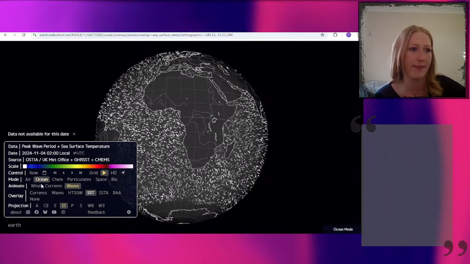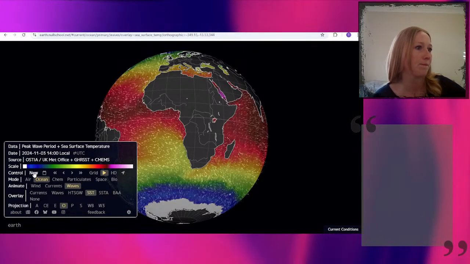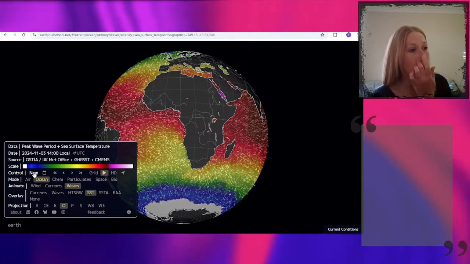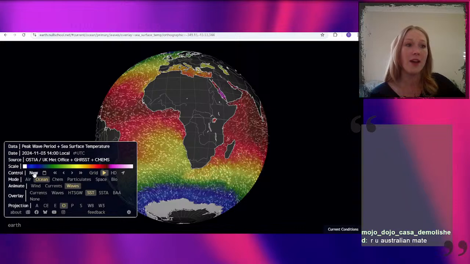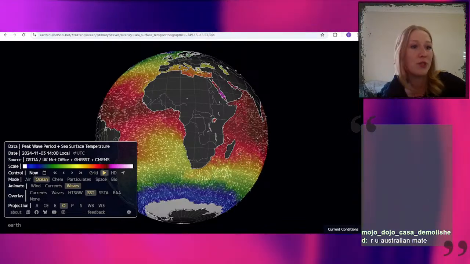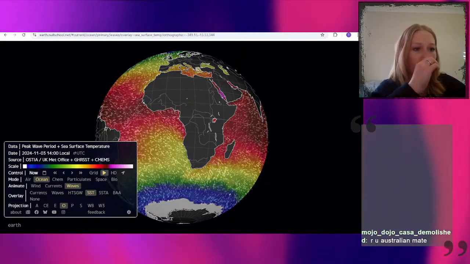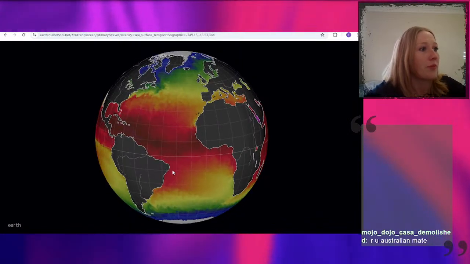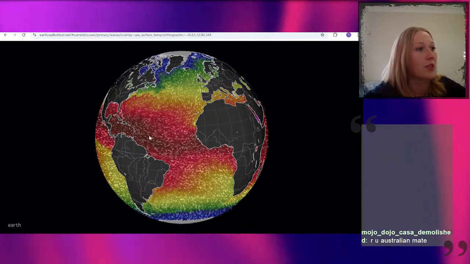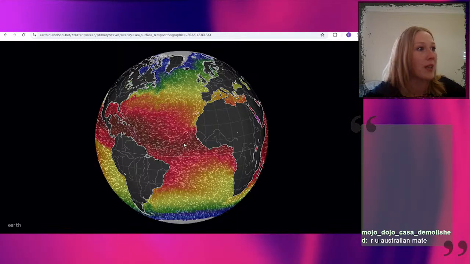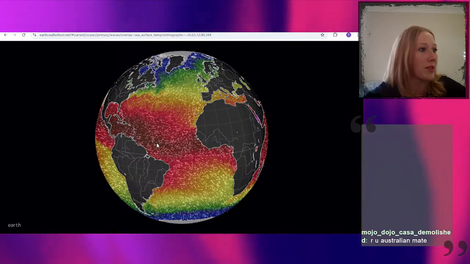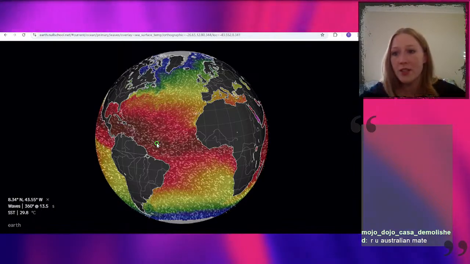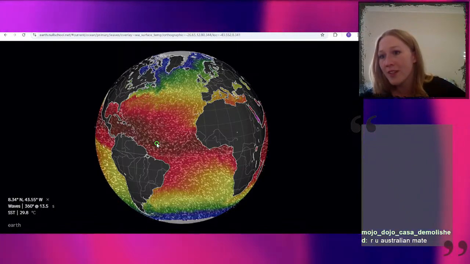What are you doing? There we go. Now it's working. Okay, so we need warm conditions in the ocean, and you can kind of see where it's red or this burgundy deep color, that is where it's the warmest. So if I click on over there, you can see the temperature at the bottom.